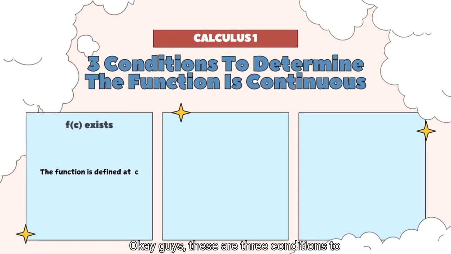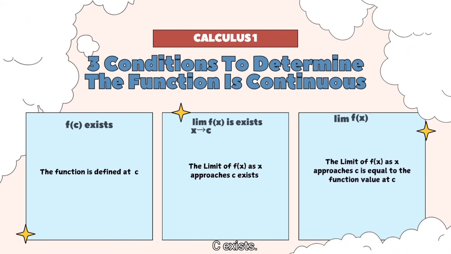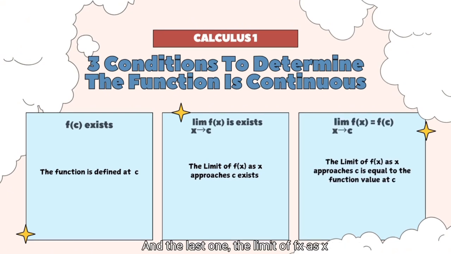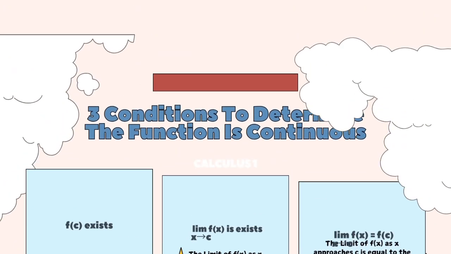Okay guys, these are three conditions to determine the function is continuous. First of all, the function is defined at c. For the second one, the limit of f(x) as x approaches c exists. And the last one, the limit of f(x) as x approaches c is equal to the function value at c. Remember that.